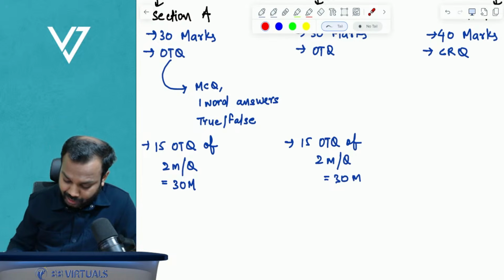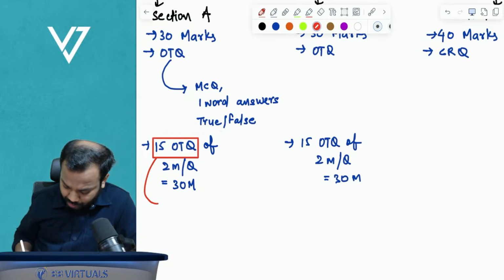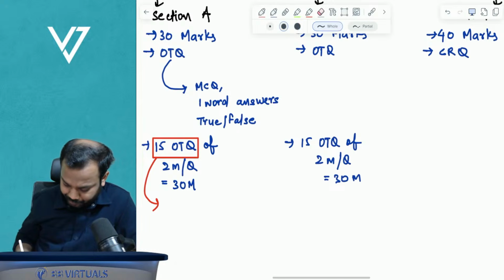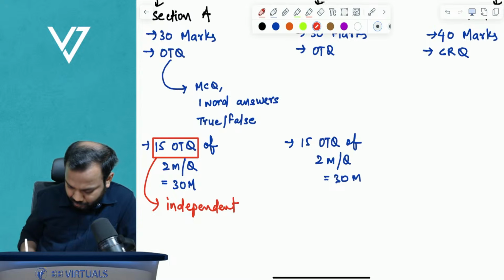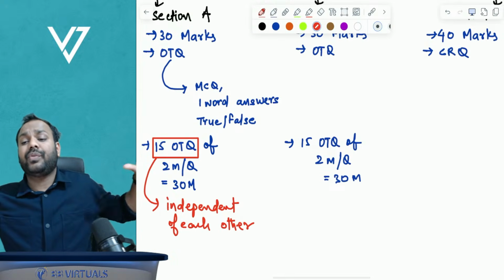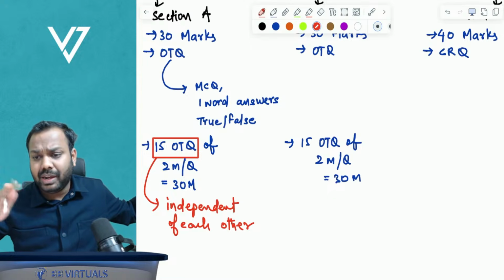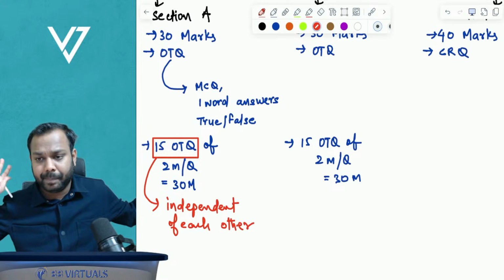The catch is, in Section A the 15 objective type questions which will be asked will be independent of each other. Means they are 15 different questions. They don't have any link between them.